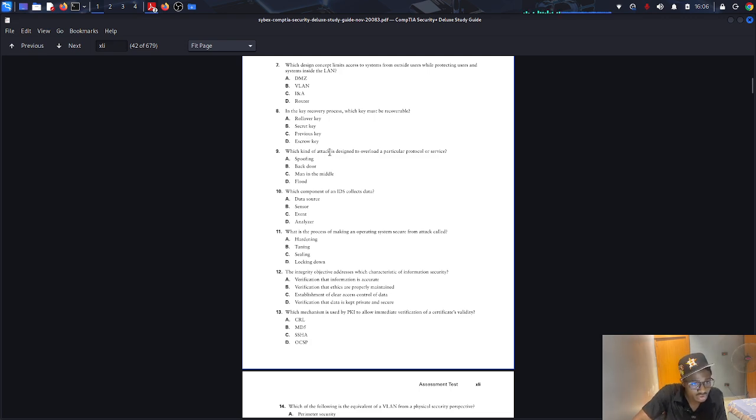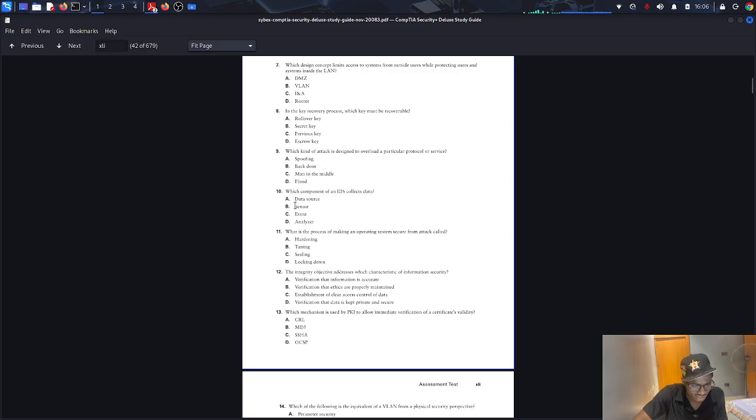Let's see, which kind of attack is designed to overload a particular protocol or service? Spoofing, backdoor, flood, common now. That's D.